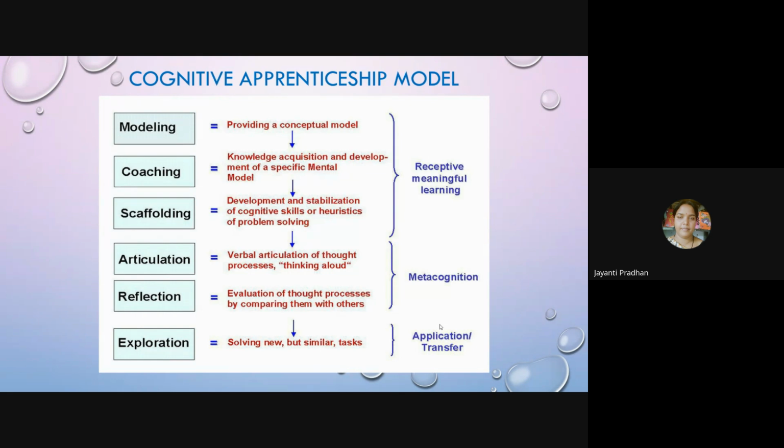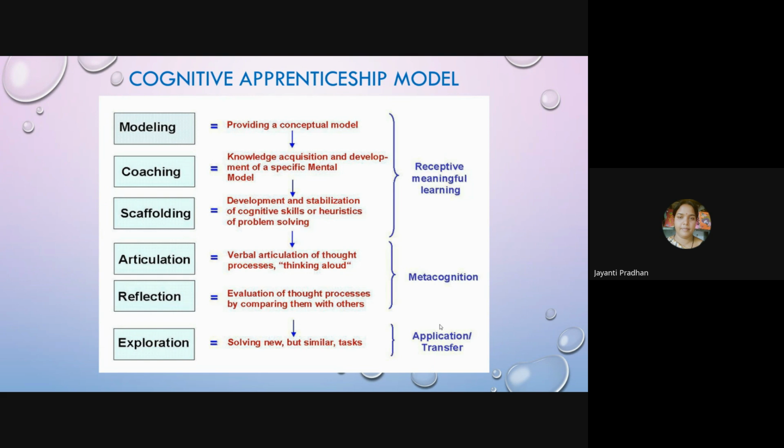So these three steps combined are receptive meaningful learning. They are receiving from whom? The learner is receiving from the teacher or instructor. Whether coach, teacher or instructor, they receive in a very meaningful way. Then they perform, and where improvement is needed they are getting feedback and improving in that particular aspect. So it is scaffolding. We understood the three aspects. Then articulation, what is articulation?